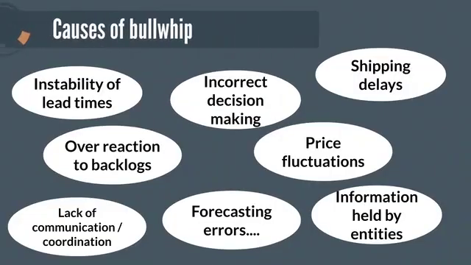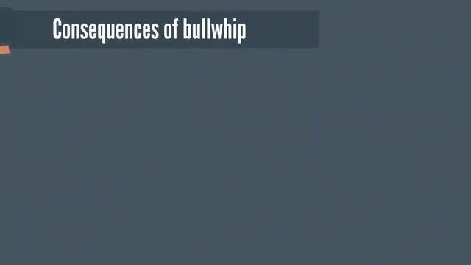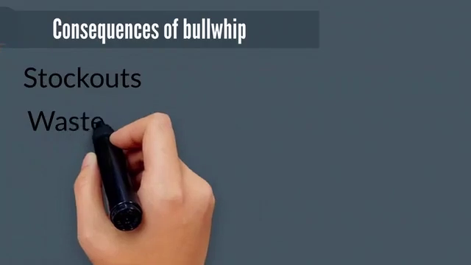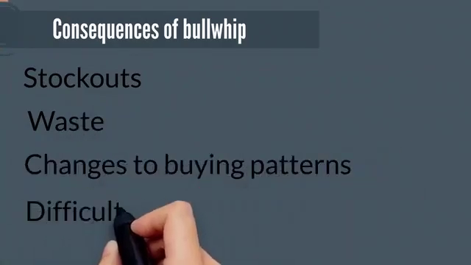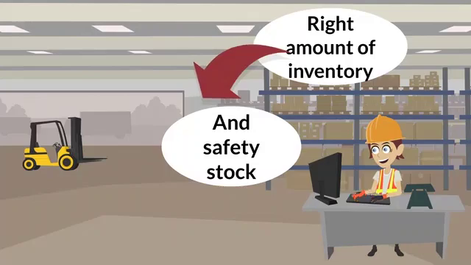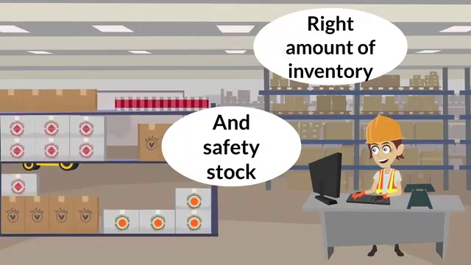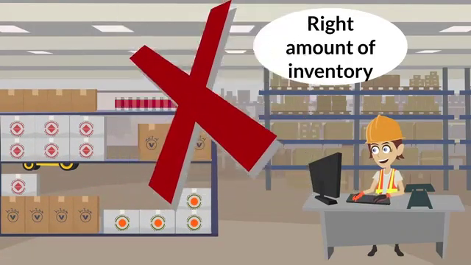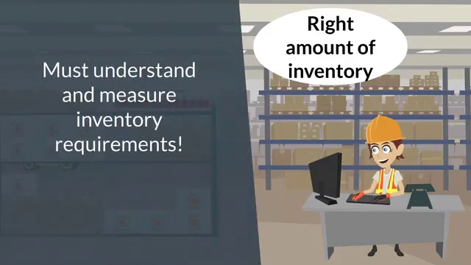The causes of the bullwhip effect range from instability of lead times, shipping delays, not sharing the information held by each entity in the supply chain, incorrect decision-making, a lack of communication and coordination, price fluctuations, overreaction to backlogs, forecasting errors, and so forth. Some consequences of the bullwhip effect include stockouts, waste, change in buying patterns, and difficult supplier relations. In order to have the right amount of inventory and safety stock and not fall victim to the bullwhip effect, a company must understand and measure their inventory requirements regularly.